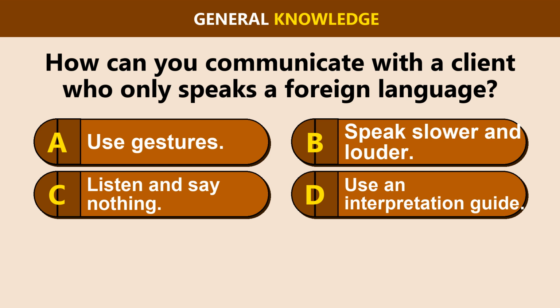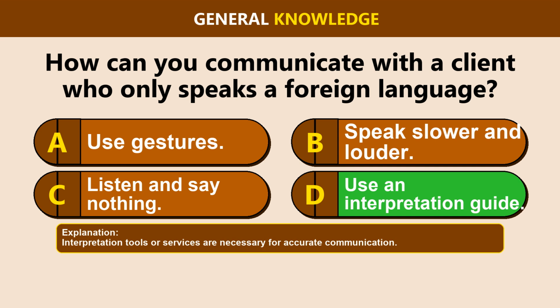Question 20. How can you communicate with a client who only speaks a foreign language? Option A, use gestures. Option B, speak slower and louder. Option C, listen and say nothing. Option D, use an interpretation guide. The correct answer is option D. Use an interpretation guide. Interpretation tools or services are necessary for accurate communication.